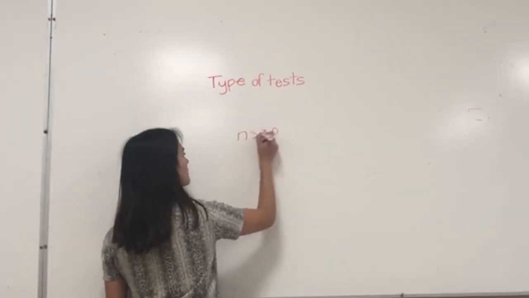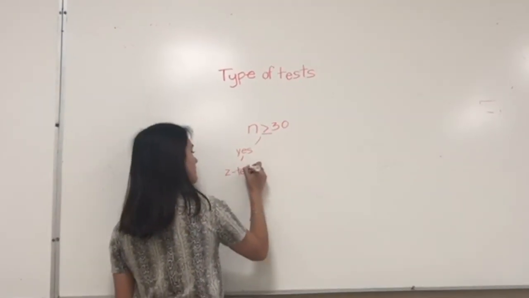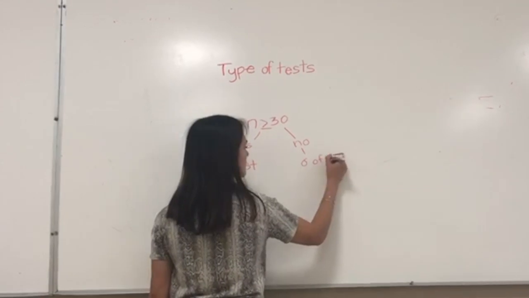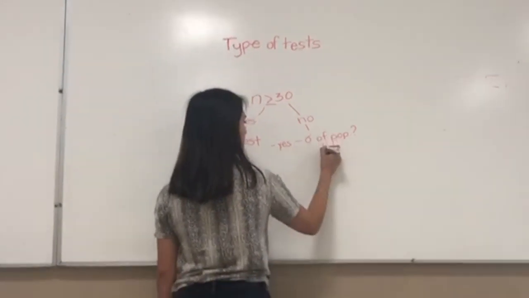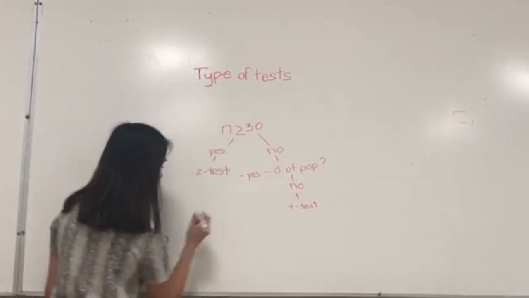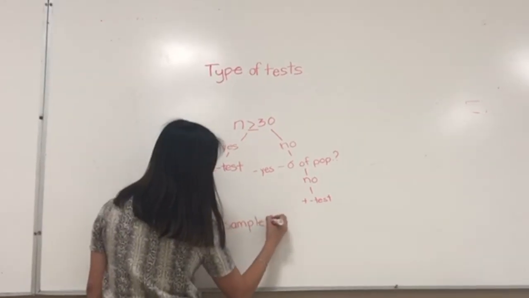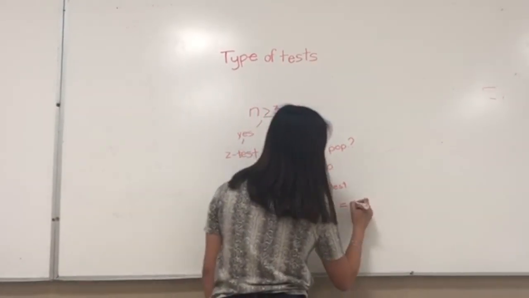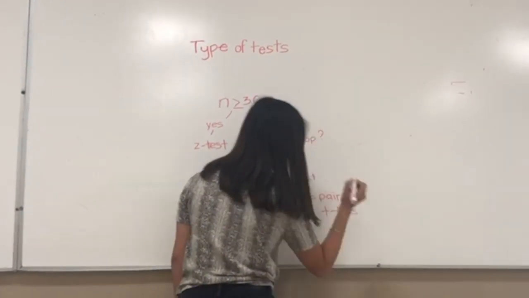To know the type of test, first we need to know if the number of samples is bigger than 30. If it is, we do a Z-test. If it's not, we check if the standard deviation is from the population. If it is, it's a Z-test too. And if it's not, we do a T-test. If the problem is sample versus population, we do a paired T-test.